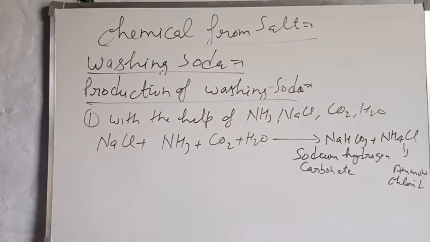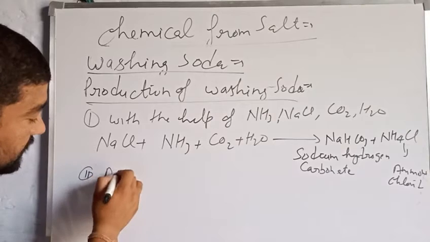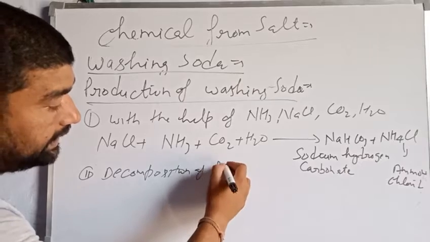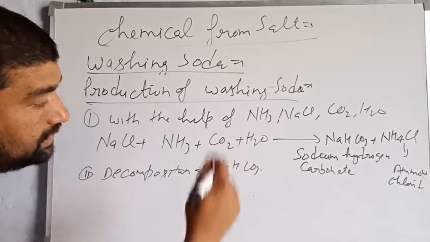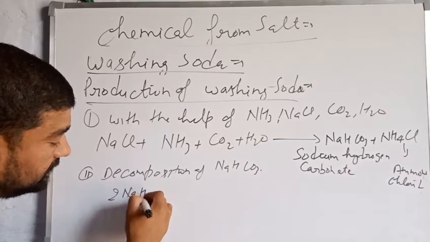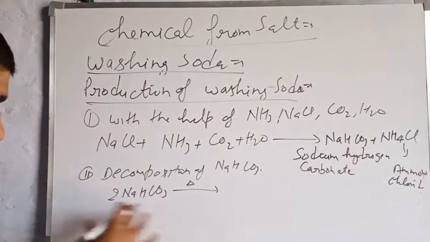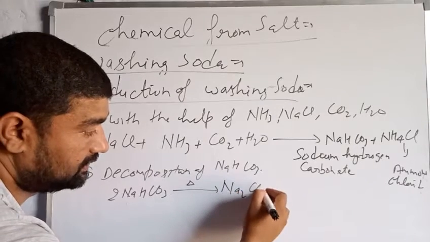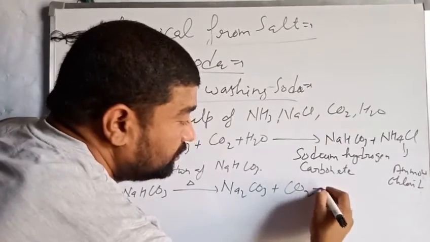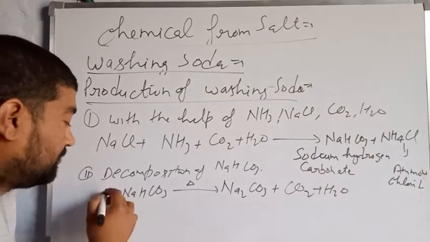So what will be the next step? Now we will decompose the second part. Decomposition of NaHCO3. Simply we will strongly heat it. So 2NaHCO3, when heated, converts into Na2CO3, and we also obtain CO2 plus H2O. So this will be the second step, the decomposition of sodium hydrogen carbonate.